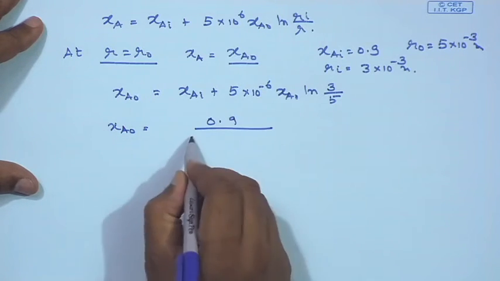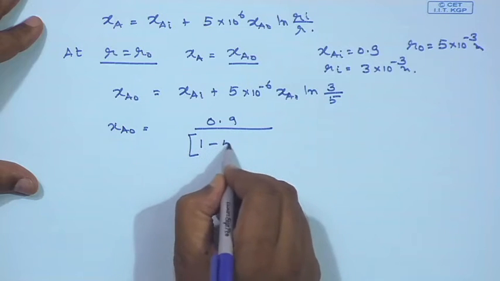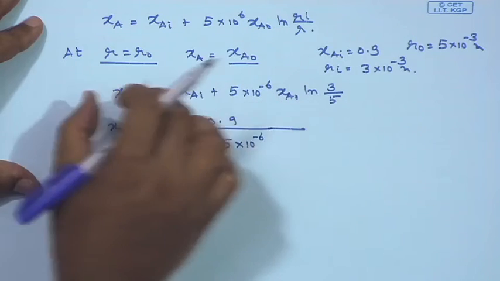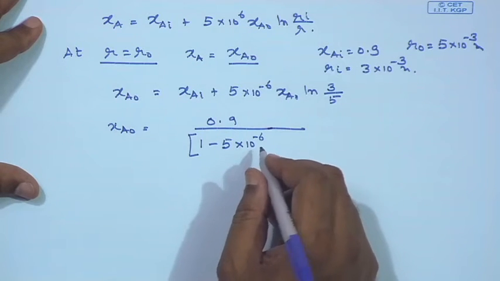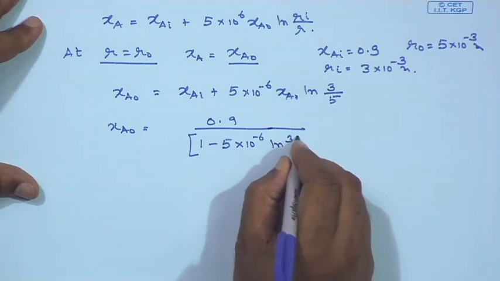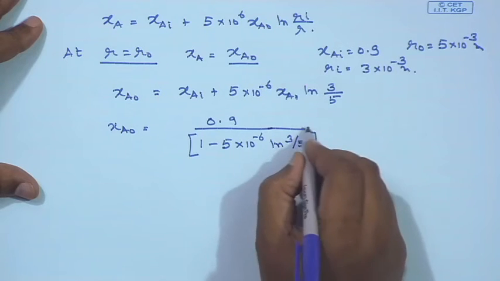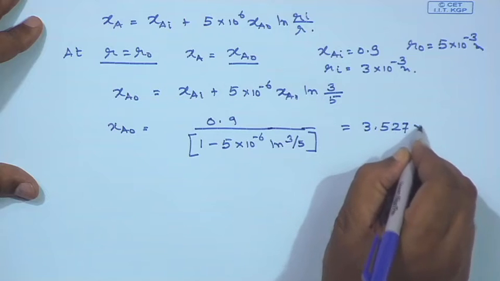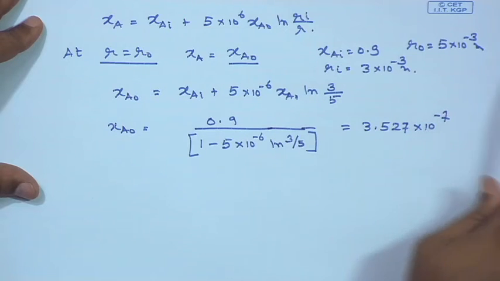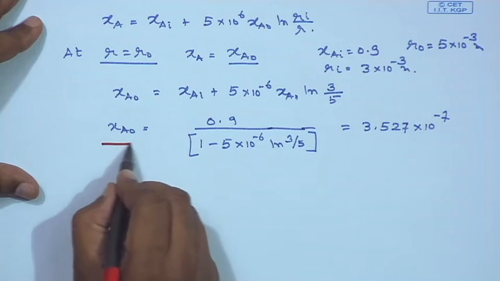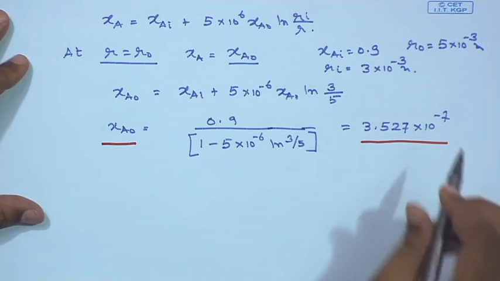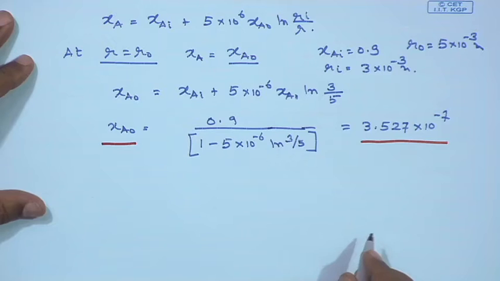So, x_A0 would be equal to 0.9 divided by 1 minus 5 into 10 to the power minus 6 ln(3 by 5), when I bring this x_A0 to this side. And this would turn out to be 3.527 into 10 to the power minus 7. So, it essentially tells the concentration of the drug on the outside is simply going to be 3.5 into 10 to the power minus 7.